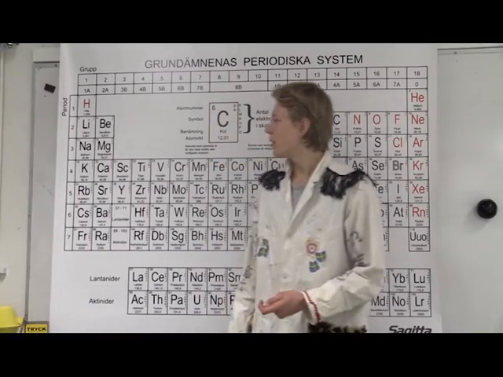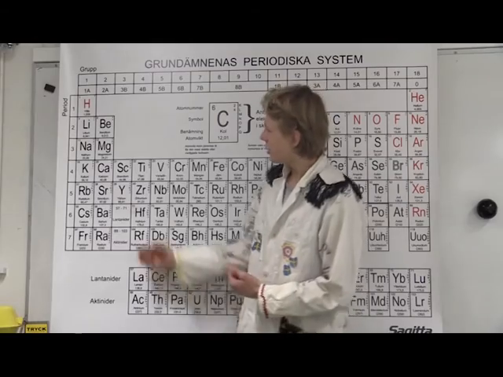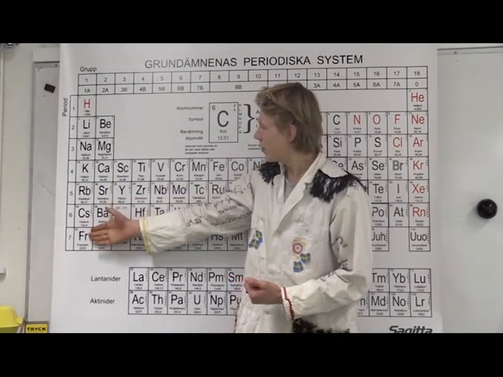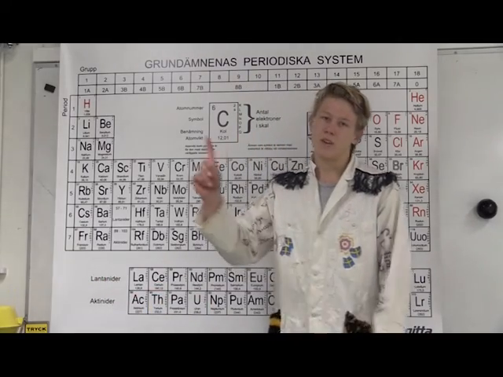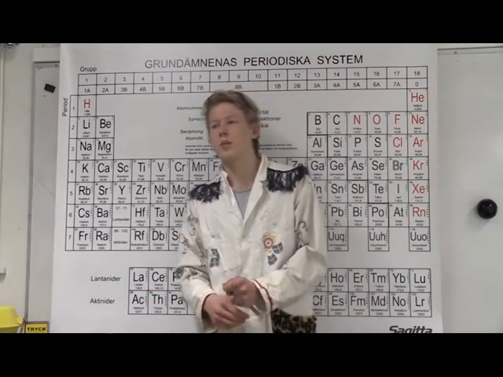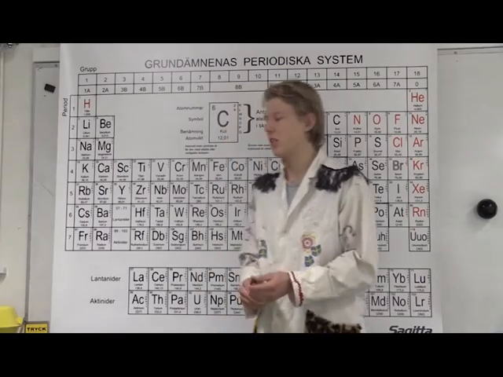To sum it up, the alkali metals are in group 1 here in the periodic table. They have very low electronegativity and they have 1 valence electron, which makes them very reactive with other elements in the periodic table.